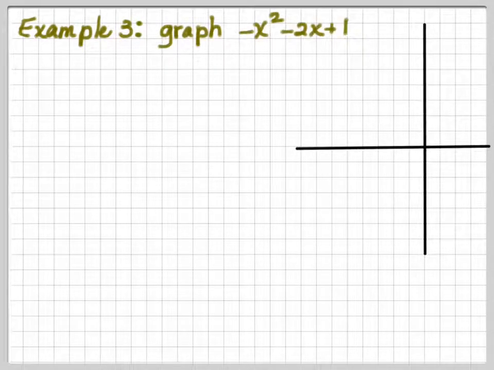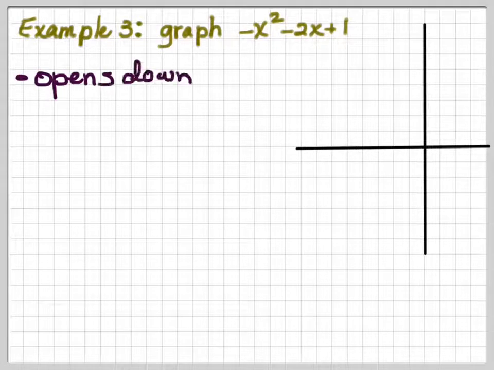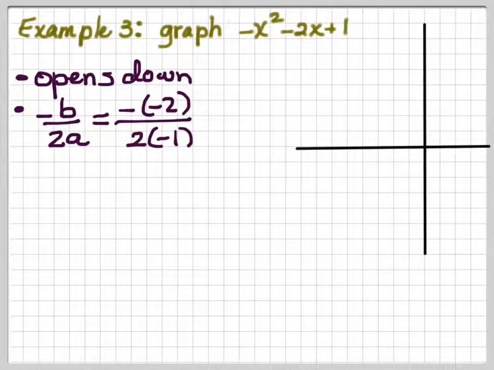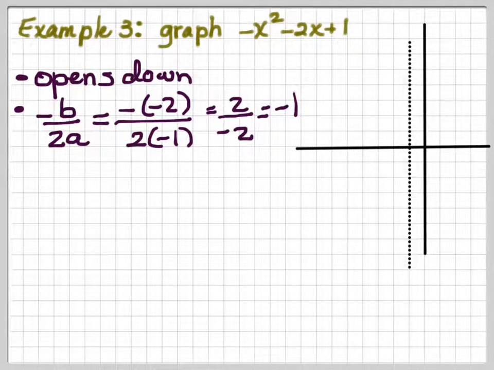Okay, so let's get an example. Example number 3, graph negative x squared minus 2x plus 1. So the first thing we want to do, we know this opens down, and we know it opens down because we have a negative in front of our x squared term. The next thing we know is the value of x for the line that goes through the center of the parabola, which is the axis of symmetry, identified by negative b over 2a, which in this case is negative 2 over 2 times negative 1, which is negative 1. So it's going to be a vertical line through negative 1 on the x-axis. We're going to put that in, and it's our little dotted line. And by the way, it's a dotted line because it's not part of the graph. It just helps you identify the components of the graph.